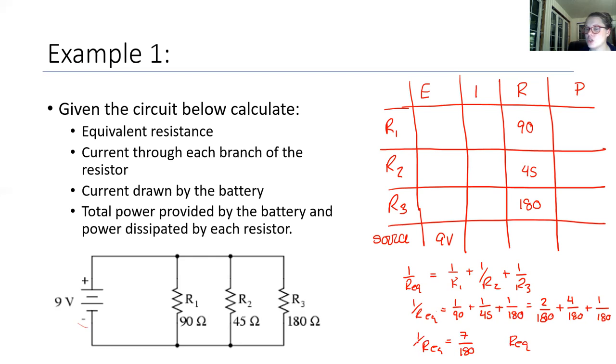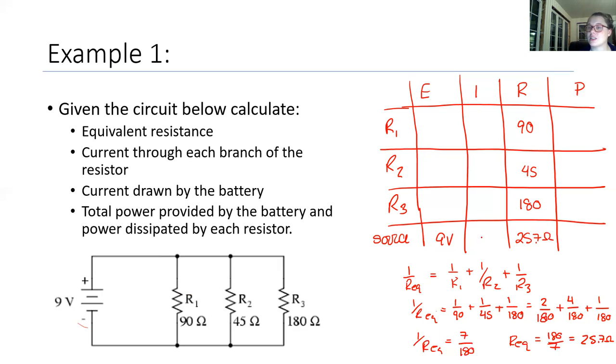To find the equivalent resistance, we flip this side and we flip this side. REQ is equal to 180 over 7, which is equal to 25.7 ohms. So it's a lot less than each of the others. And that's because there's more places for the current to flow. The current can flow through this branch, and this branch.